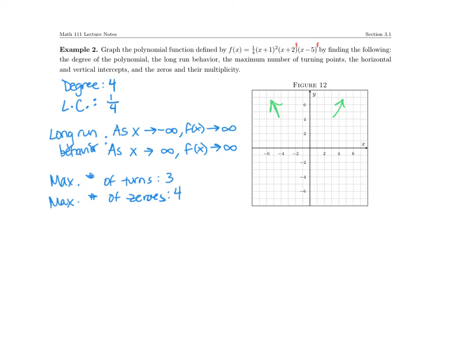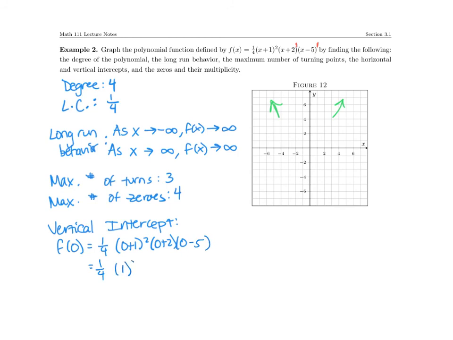So for our vertical intercept, remember that's when we plug 0 in for x. So we'll have f of 0 is equal to 1/4 times (0 plus 1) squared times (0 plus 2) times (0 minus 5), or 1/4 times 1 squared times 2 times -5.